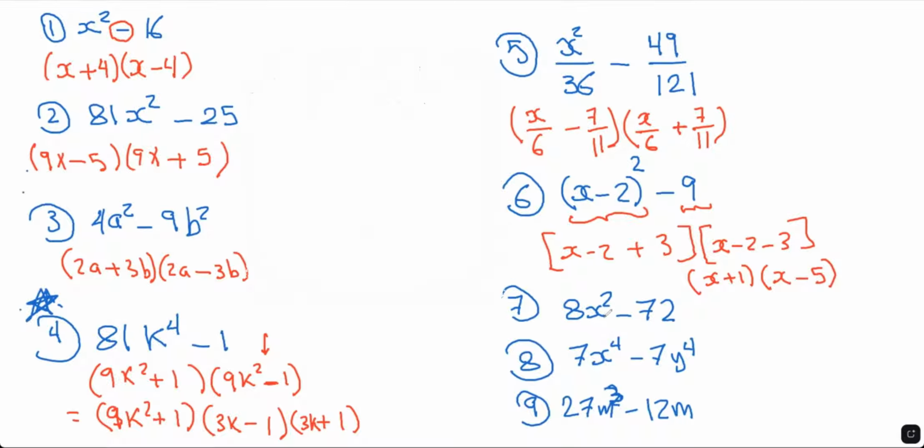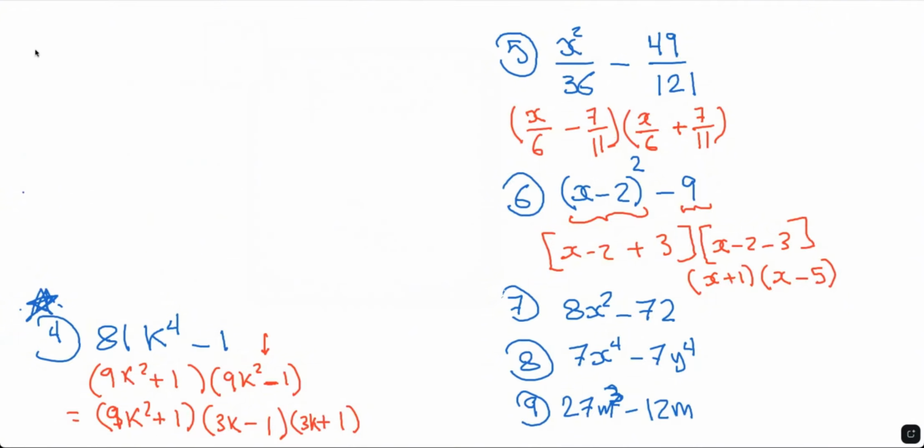Now, questions 7, 8, and 9, we don't have perfect squares, so we don't meet the conditions. But if you notice, we can take the greatest common factor in each one, and these would become perfect square binomials. Let's erase and create more space to solve these.